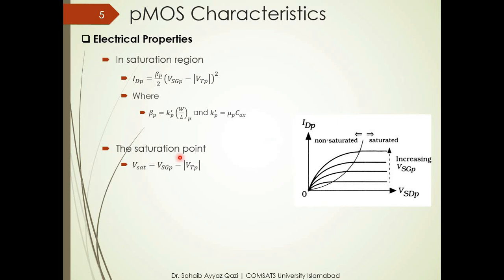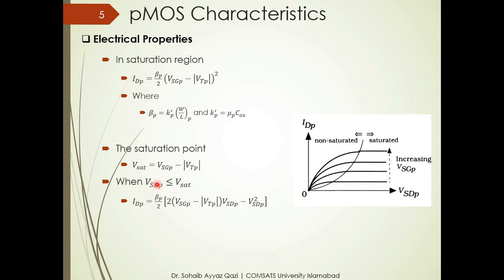And at the saturation point, if you have to find it, the saturation point would be at VSDP equal to VSGP minus VTP. That was, in NMOS, VGSN minus VTN. So this is the same point that we can use for saturation for our pMOS.